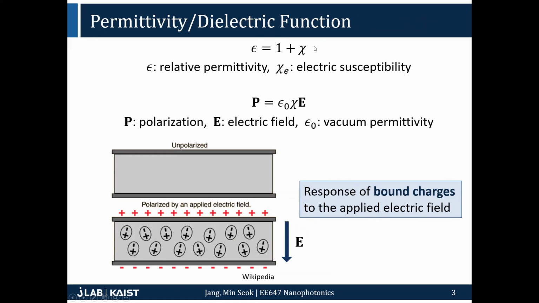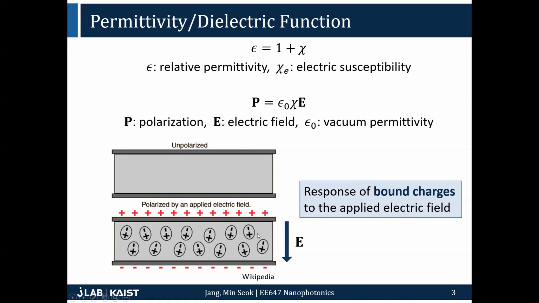It is 1 plus chi. Chi is the electric susceptibility, right? So 1 is just a vacuum response, plus chi, the electric susceptibility. So chi connects E and P, the electric field to the polarization. It tells you how much your material is polarized by an applied electric field. So this is a response of bound charges to the applied electric field.